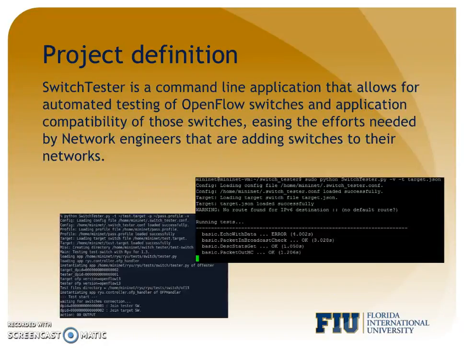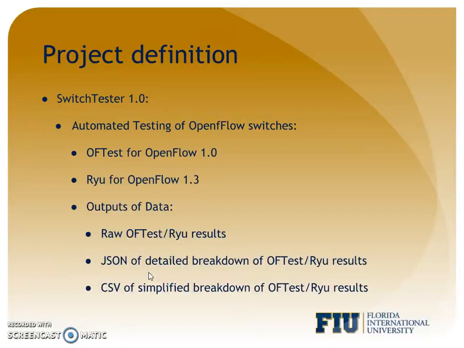Going back to these two images, we can see, for example, on the left image, this is Ryu running. We have a lot of this verbose output, and most of the time a network engineer doesn't want to see this. They just want to see what's going on, what's the error that occurred, and why did it occur. So that was a huge problem for testing frameworks like OFTest and Ryu.